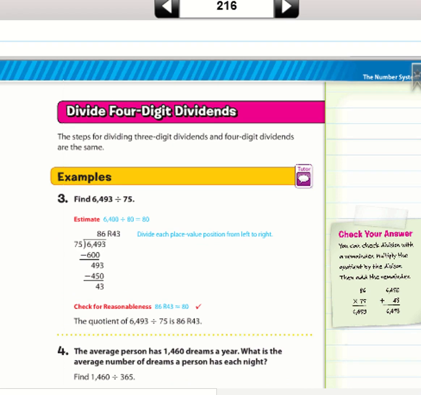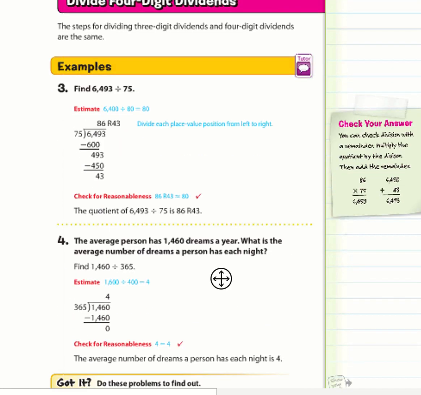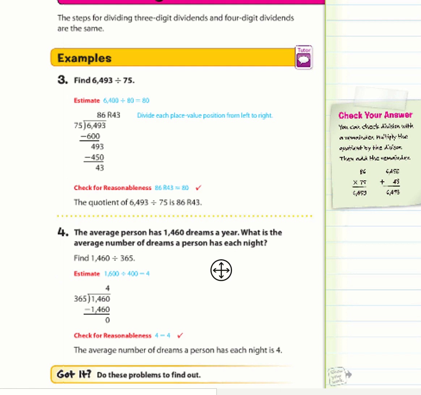So now we're going to do the same thing, except we're going to use a little bit higher numbers. So we have 4-digit dividends, but it's also going to be the same exact steps as before. So I'm going to write down the problem. 75 cannot go into 6, cannot go into 64, but it can go into 649.